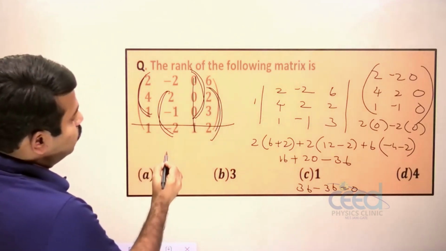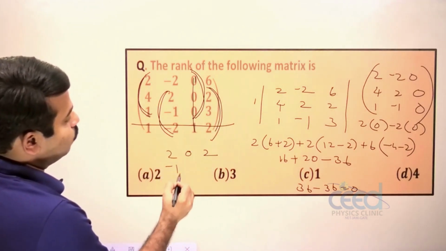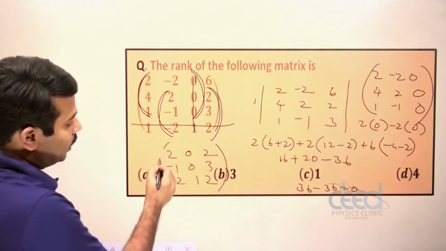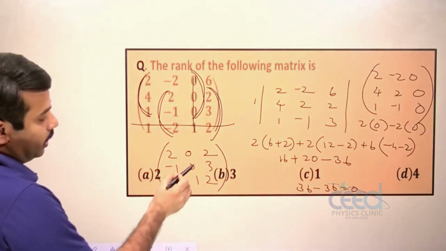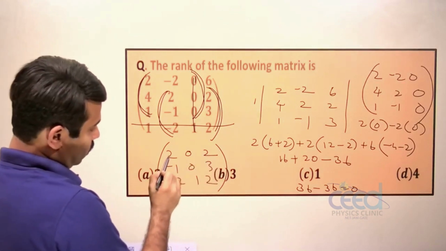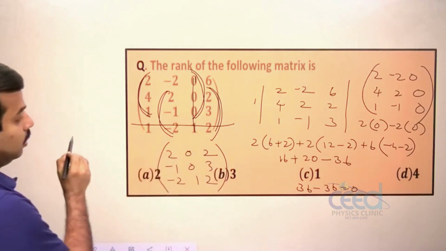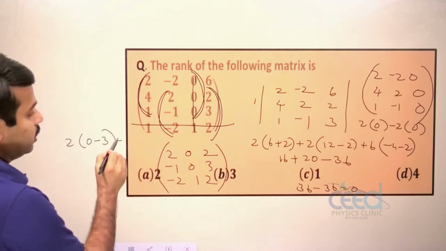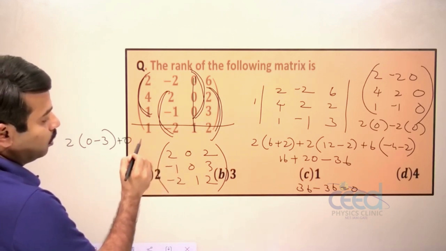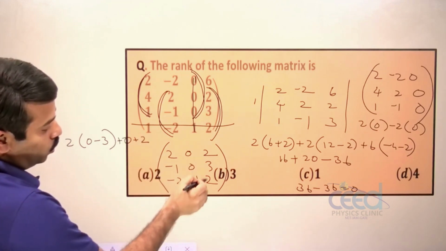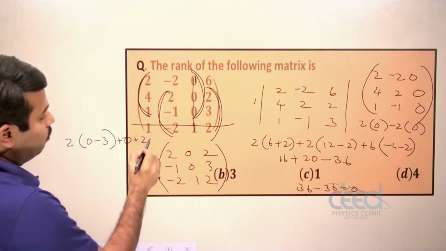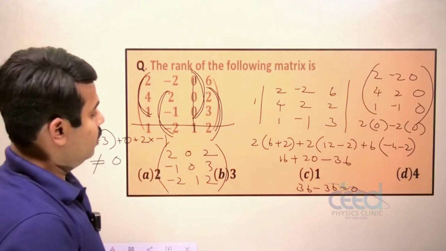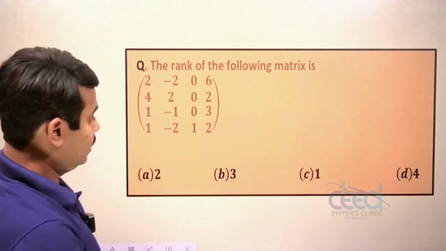Right. Then 2 0 2, minus 1 0 3, minus 2 1 2. If you expand this through this element, 2 into 0 minus 3, plus 0 through this element 0, plus 2 into, through this element, minus 1 into minus 1. This is not equal to 0, right. So that means the rank of this matrix is 3.